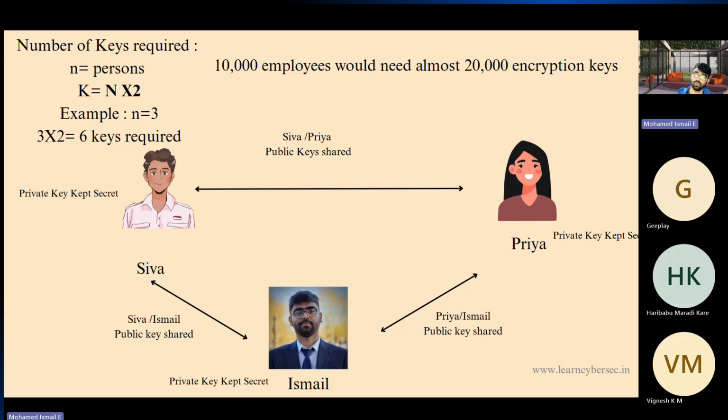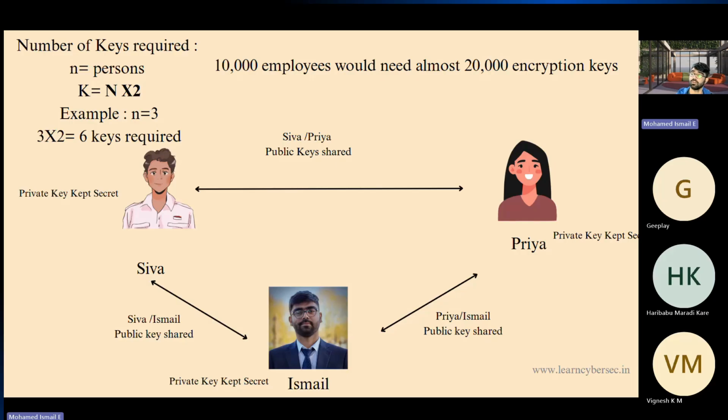Siva, Priya, and Ismail each have two keys, one public key and one private key. The public key is shared with Siva as well as Priya, the same public key. Ismail keeps the private key secret for himself. If Siva wants to send a message to Ismail, Siva uses Ismail's public key to encrypt, and Ismail uses his private key to decrypt. Same goes for Priya, right?